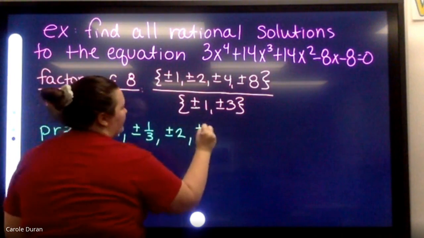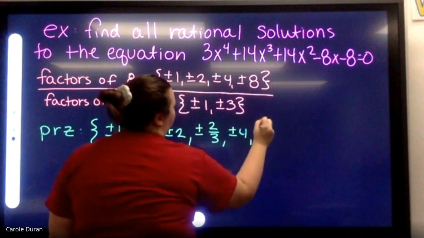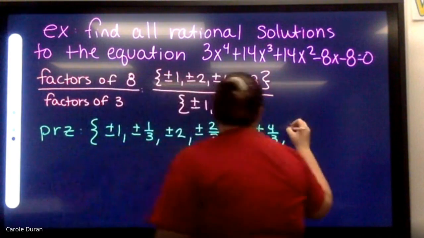2 divided by 3 is 2/3. 4 divided by 1 is 4. 4 divided by 3 is 4/3. Slow down. 8 divided by 1 is 8.